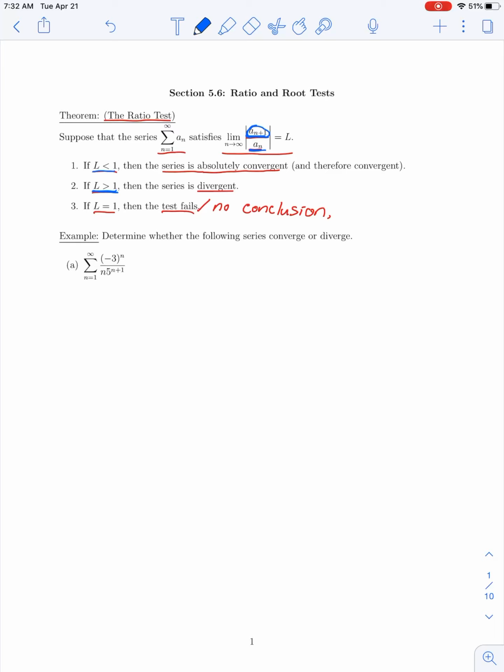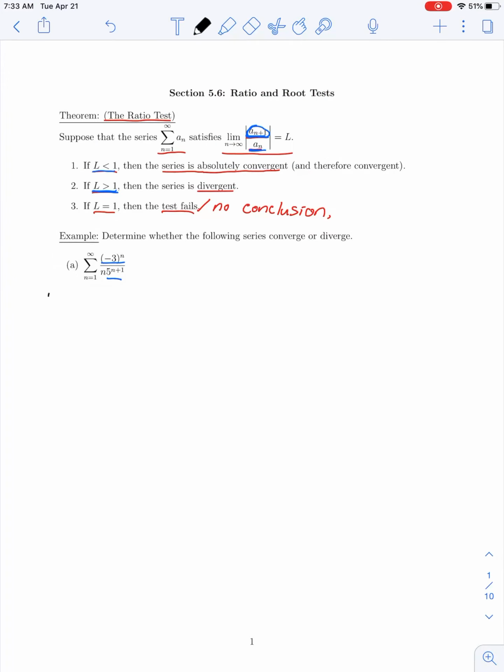I mentioned that we typically want to use this test if the general term of our series involves a factorial, or if we have constants being raised to powers of n. So in this first example, where we have like this -3 to the nth or 5 to the n plus 1, that should immediately make me think of the ratio test here. So in our first example, let's see how this ratio test works.